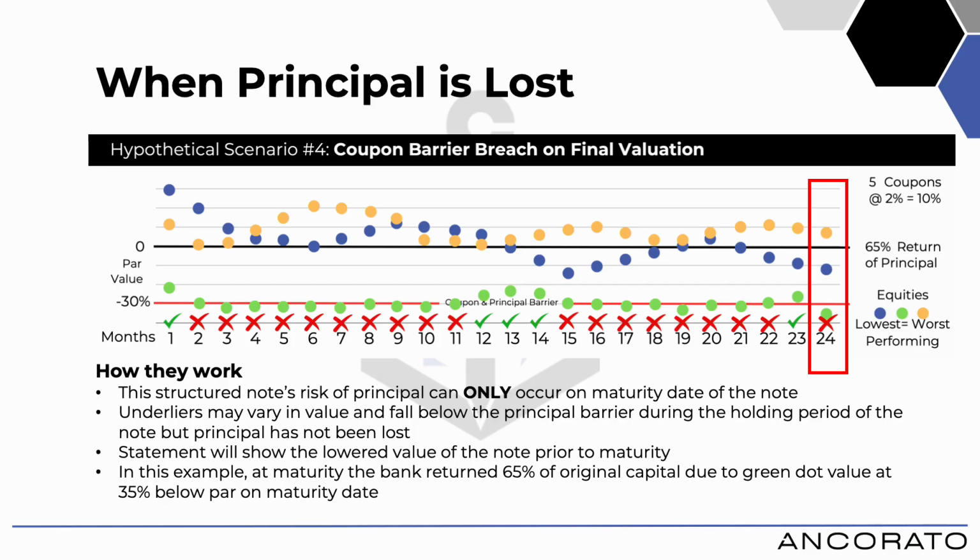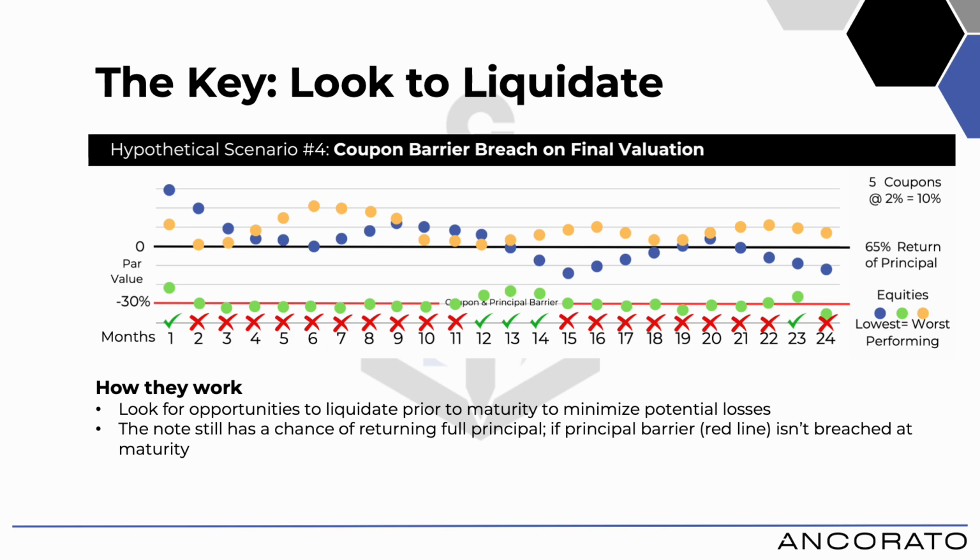Due to volatility of the underliers, statements may show a lower value for these notes during the duration of the note. In this example, at maturity, the issuing bank only returns 65% of the original principal due to the fact that at maturity, the green dot underlier was 35% below par value. Remember, the principal barrier level for this note was 30%. So in this example, the clients only received 5 out of 24 coupon payments and lost 35% of the original invested capital.